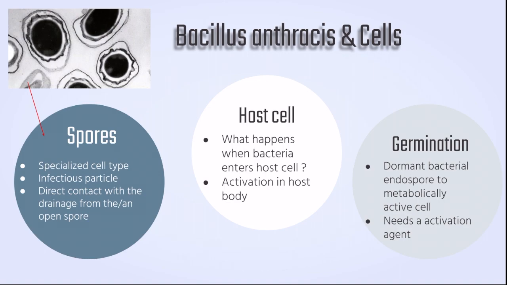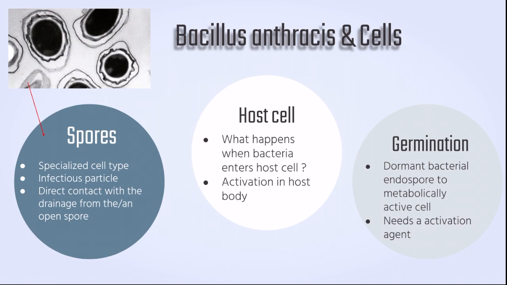The spores activate in a host body and multiply, releasing three proteins: the protective antigen, edema factor, and the lethal factor. The protective antigen binds to the host cell, allowing the other two protein toxins to enter and kill the cell. So the bacteria needs to be activated in the host cell in order to be able to kill it, and this is a process called germination, an irreversible conversion of a dormant bacteria, a spore, into a metabolically active cell.